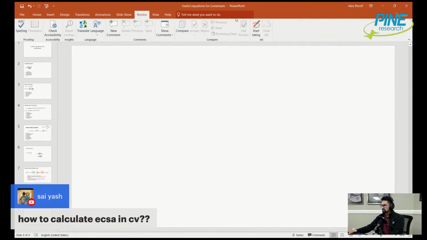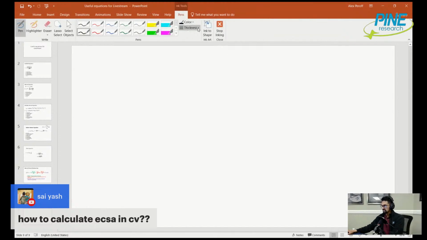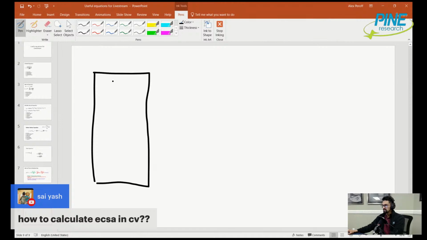So to do so, let me actually draw a cyclic voltammogram. Just to make sure that everybody's on the same page, we have our working electrode material. Let's say it's maybe a glassy carbon disc. And the glassy carbon may have a rough surface. It's not necessarily going to be geometrically smooth. So we need to find a way to determine what is the electrochemically active surface area of our glassy carbon electrode.